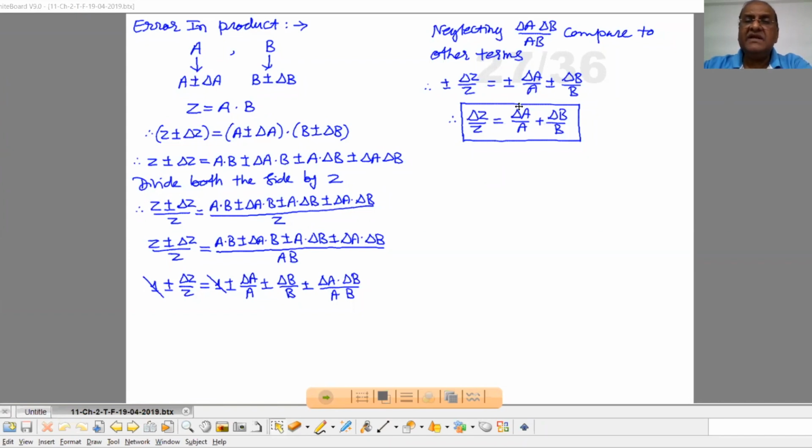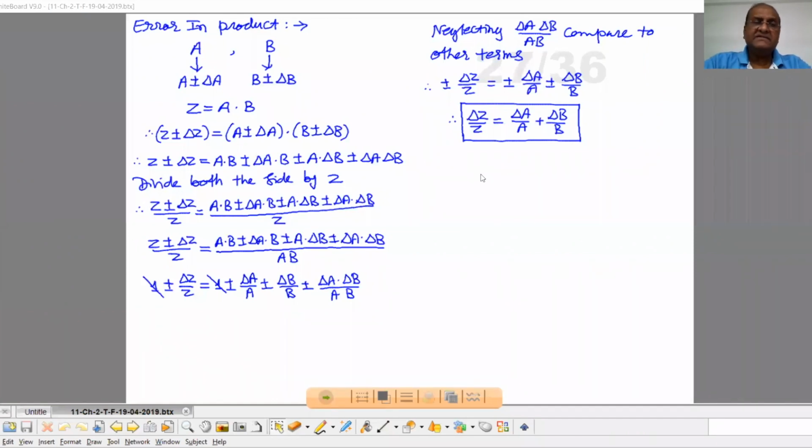But see here, delta A by A, what is that? Delta A is the absolute error in A, and A is the true value. So absolute error upon true value is called relative error. So delta A by A is the relative error in A, delta B by B is the relative error in B, and delta Z by Z is the relative error in Z.